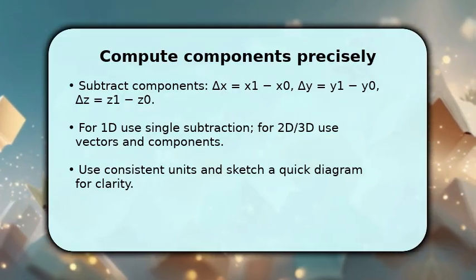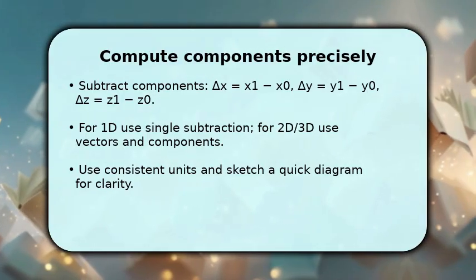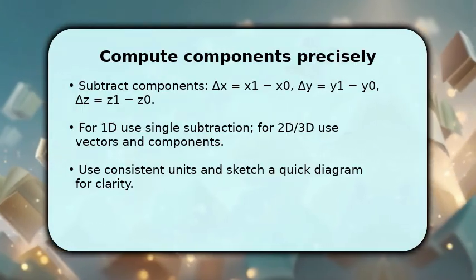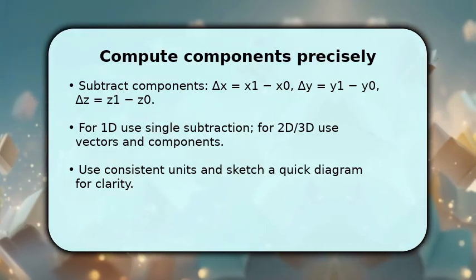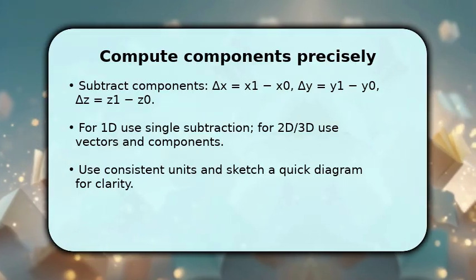Once done, check signs to ensure direction is preserved. Negative means opposite the chosen positive axis. If motion is along a line, keep it simple. If not, keep each component separate until final combination.